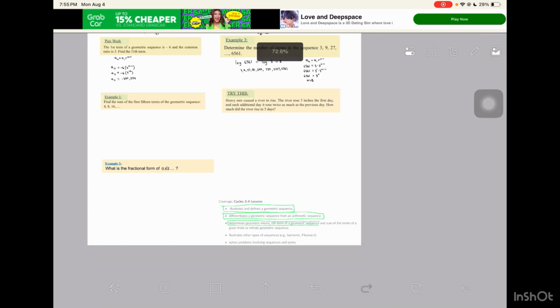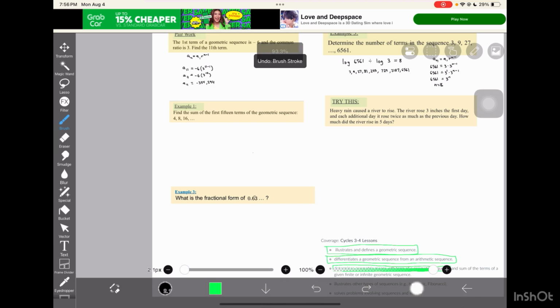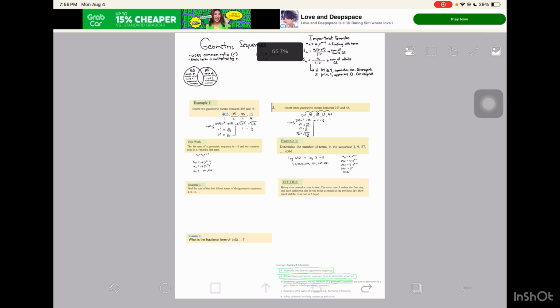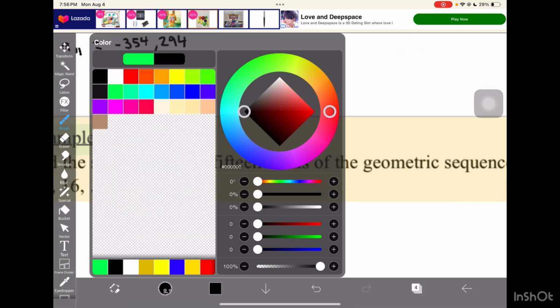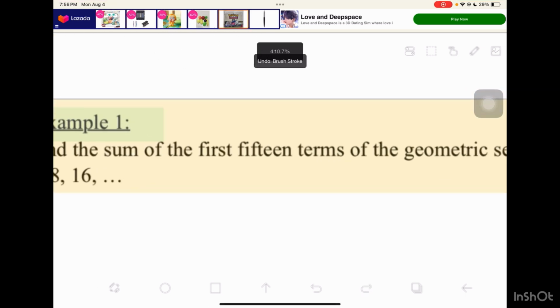Now let's find the sum of terms in a given finite or infinite sequence. So that's going to be these two right here. First example, we have to find the sum of the first 15 terms of the geometric sequence 4, 8, 16, and so on. This is an example of a finite sequence, as finite means there's a limited amount of terms. In this case, it's the first 15. An infinite one could go on forever.